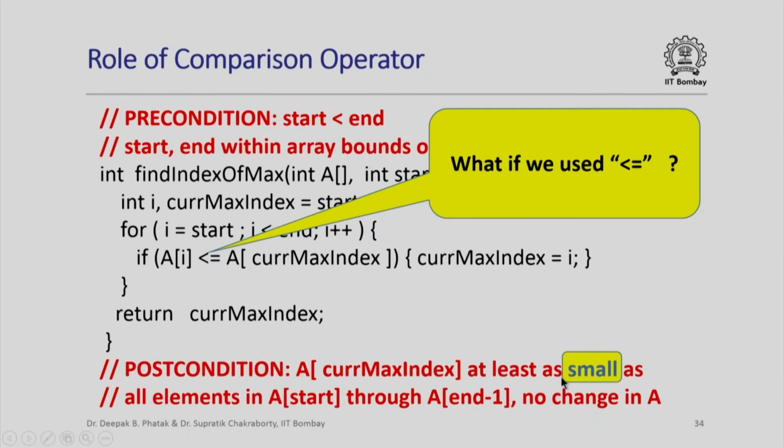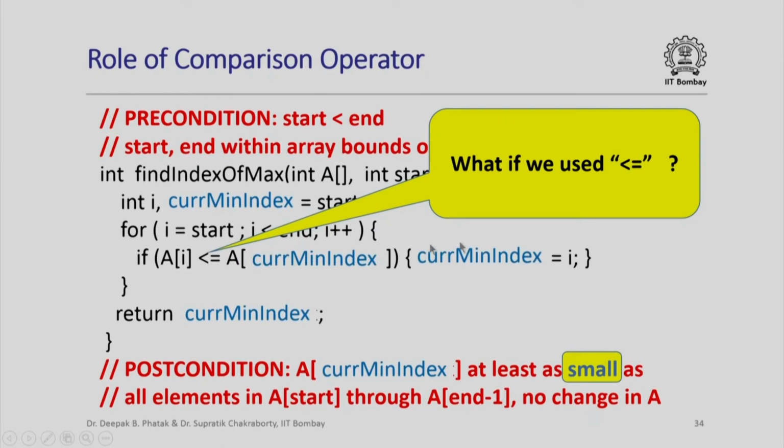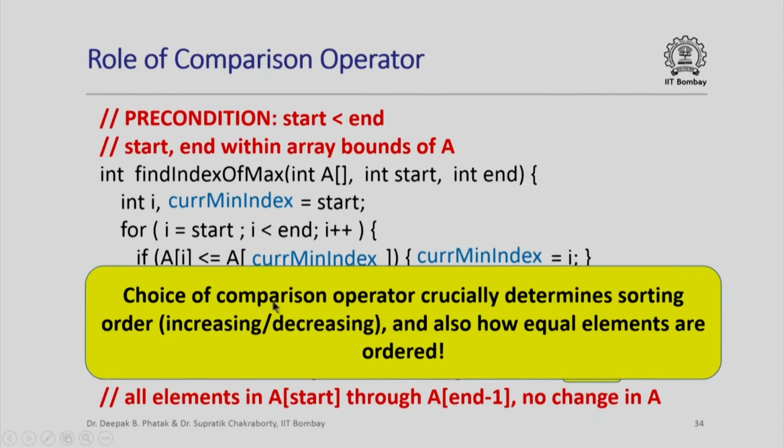A current max index would be at least as small as all elements in A start through A n minus 1. So perhaps the right variable names to use here would be A current min index. It is important to give meaningful variable names. So what you see is that the choice of the comparison operator determines what the sorting order is and also how the equal elements are going to be ordered.